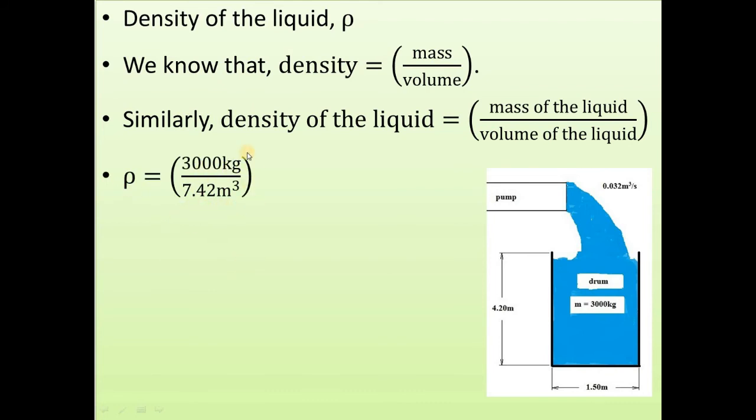So here 3000 kg divided by 7.42 meter cube is 404.203 kg per meter cube. So the next step will be rho is equal to 404.203 kg per meter cube, which means the density of the liquid is 404.203 kg per meter cube.